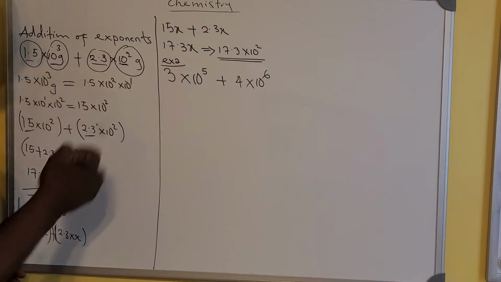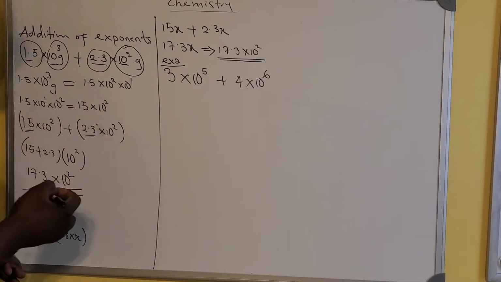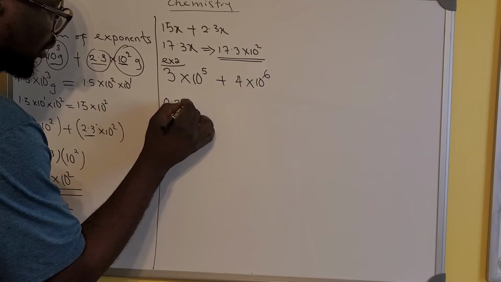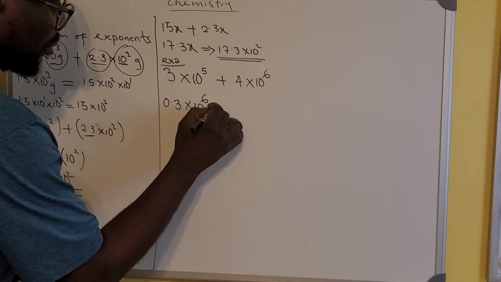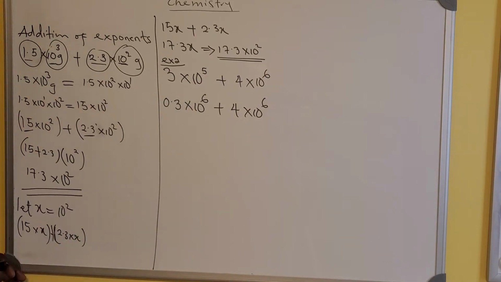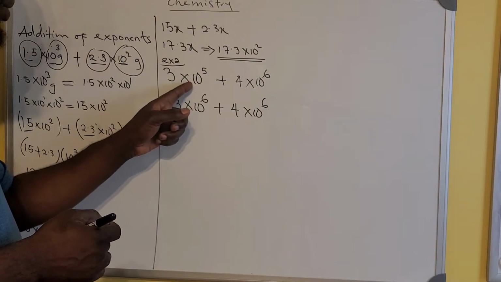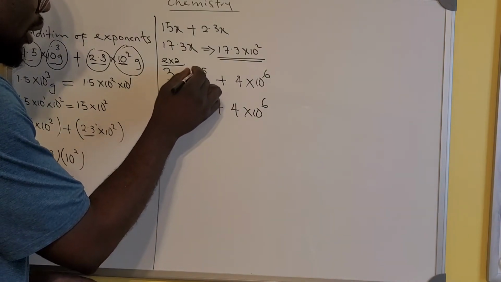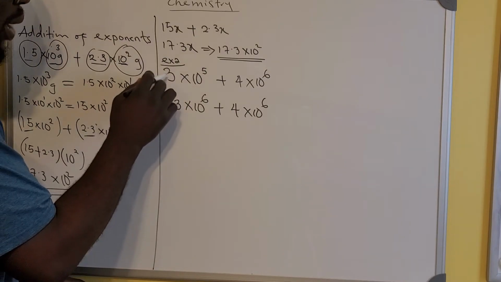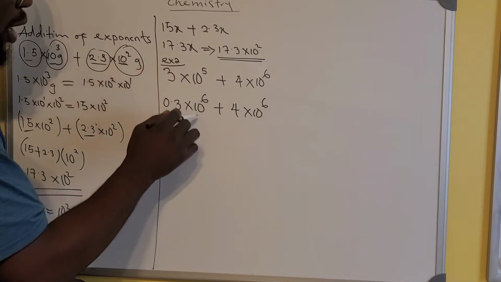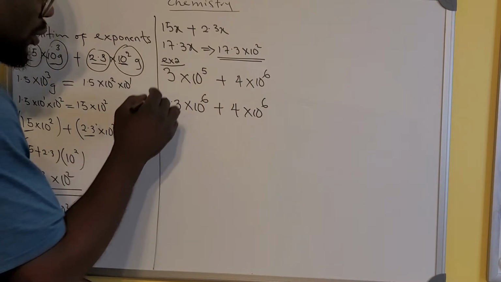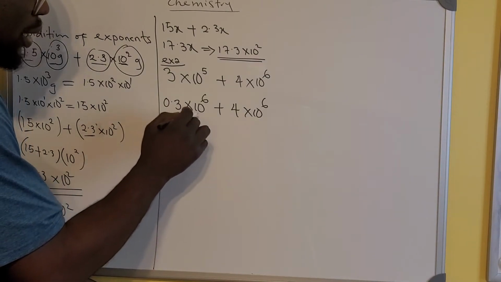If I choose this one, for example, if I make this 10 raised to the power 6, that means that I'm going to have 0.3 times 10 raised to the power 6 plus 4 times 10 raised to the power 6. Why make this 0.3? Because 10 raised to the power 6 means that I have one extra 0 here, and I can take that one extra 0 from this place right here. So if I take that one extra 0 from here and add it to here, I'm going to have 10 raised to the power 6, and this is going to become 0.3. Okay, so that's how this came to be.